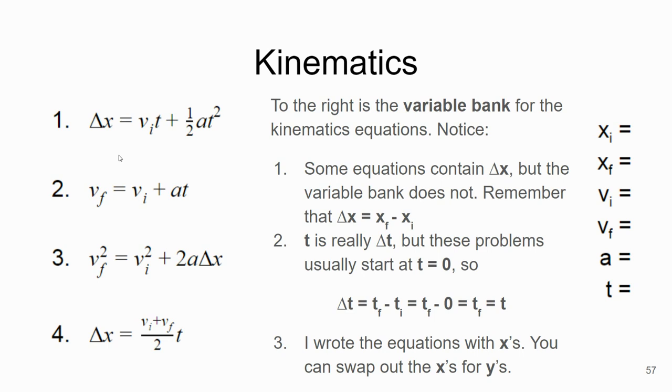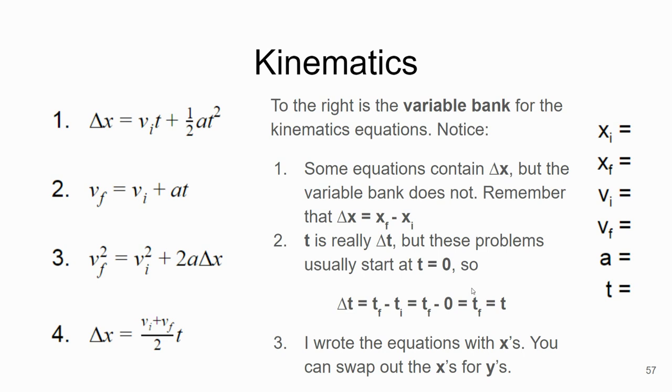Another little thing is t should really probably be delta t, because your problem will always start at some initial time and it will always end at some final time. However, every problem I give you, I'm going to set it up so that t initial is just 0. And if t initial is 0, well then follow this logic. Delta t is equal to t final minus t initial. But we're going to make t initial 0. So that's equal to t final minus 0. So that's just equal to t final. So you only have t final in the problem.